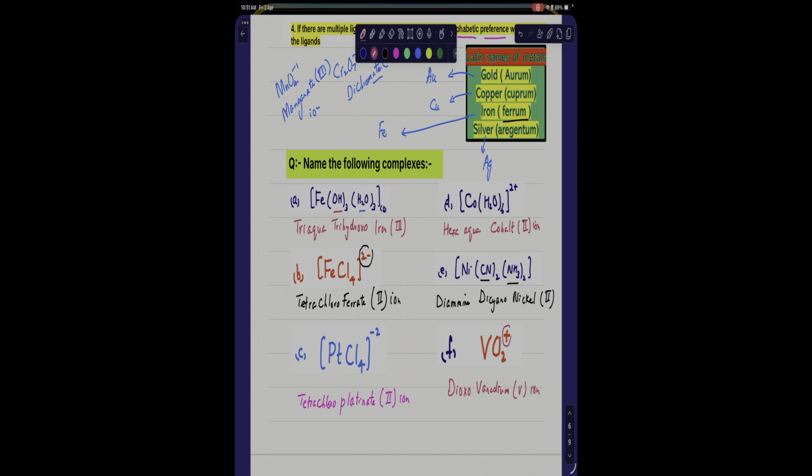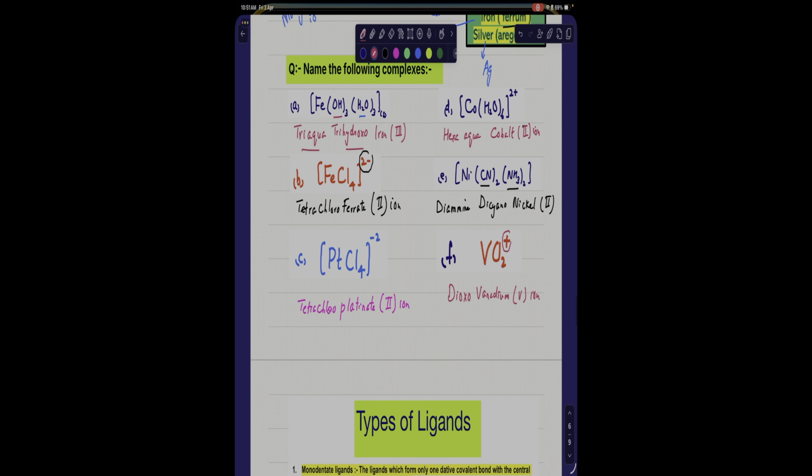Alright, so by applying these rules, we have to name the complexes, and if there are multiple ligands present in a complex, we have to follow the alphabetical order, like this one and this one, right? Okay, now let's move on to the next topic.